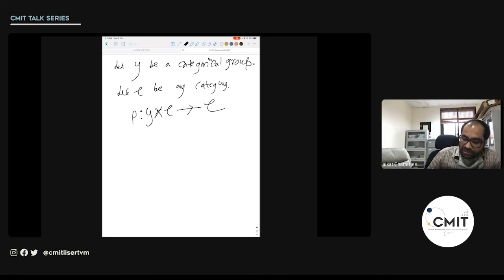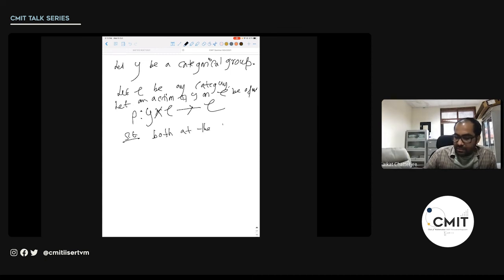So let's define an action of G on C to be a functor such that, both at the object and morphism level, we have group actions. The meaning is clear, right?